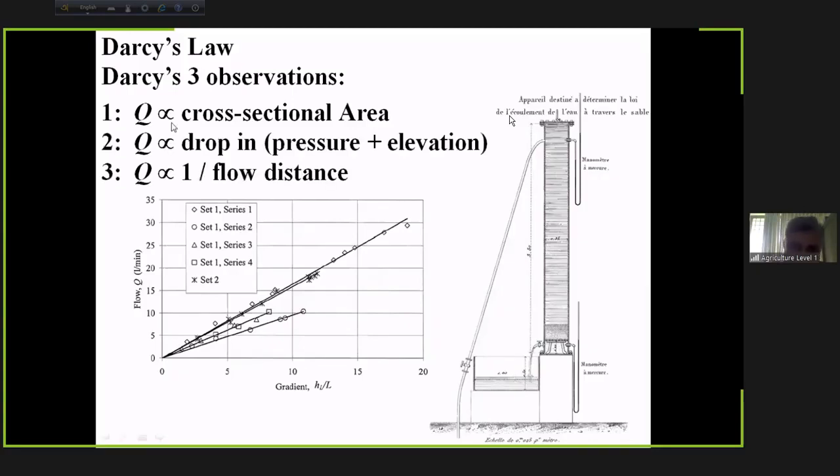three phenomena. One is the discharge. He said the discharge is proportional to the cross-sectional area. Discharge is proportional to the drop, that is the difference between pressure plus elevation at the top point and the pressure plus elevation at the bottom. And then another observation is that discharge is inversely related to the flow distance from top to bottom, or from care market to Bangabandhu Hall, from the industry to the river.